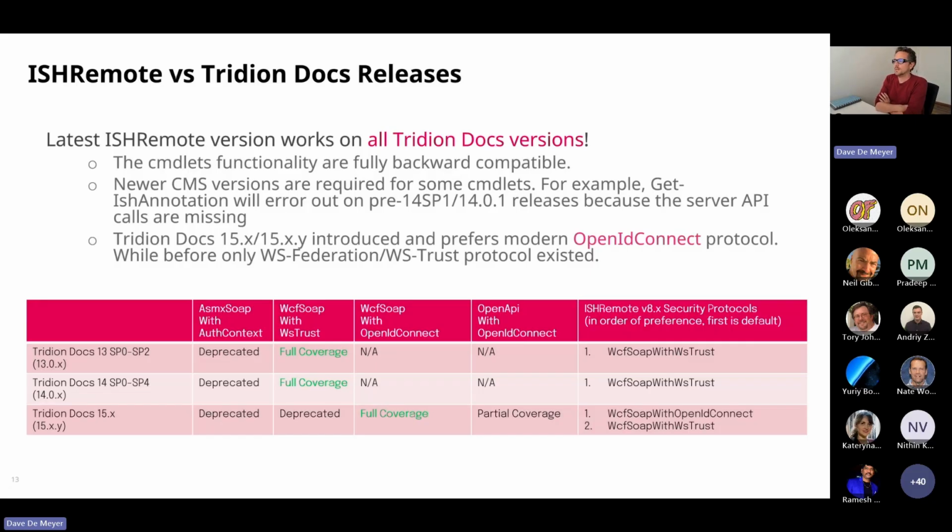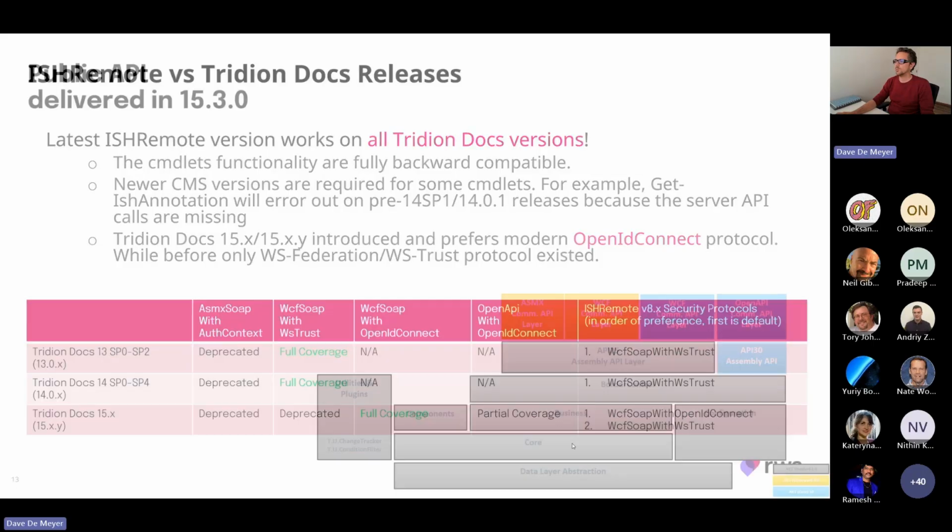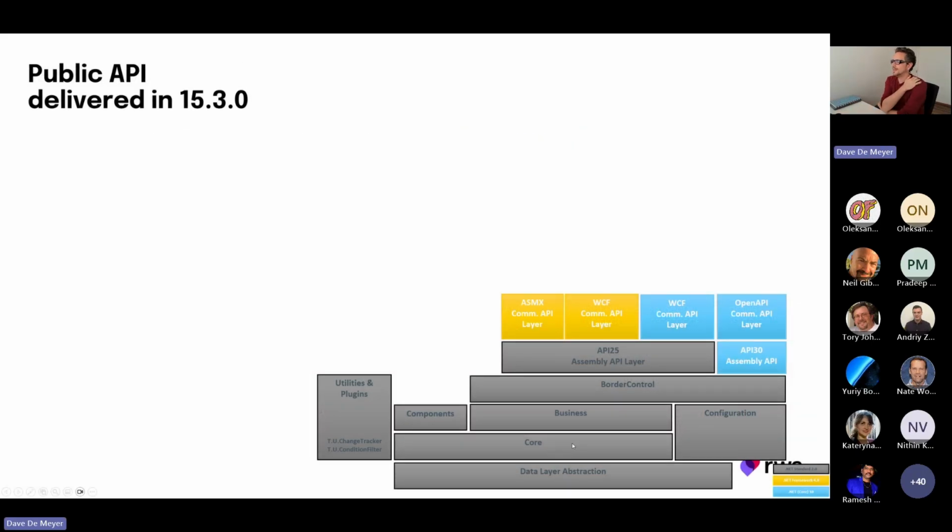As said earlier, ISHRemote versus the Tridion Docs releases. ISHRemote works across all Tridion Docs versions, so we test for that. There are various SOAP APIs available. This is version 1 of the past. WS-Trust SOAP is the one which is deprecated. Since the introduction of modern authentication, we should all be on this one. And we're gradually moving to OpenAPI, which is the REST-based one. But it's all there, it's all working.